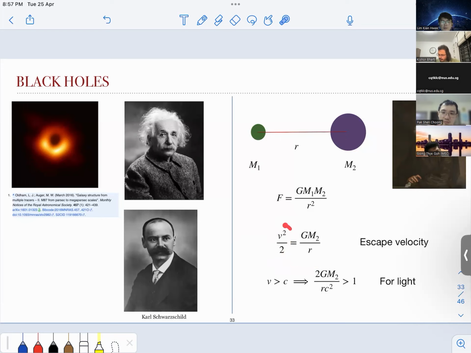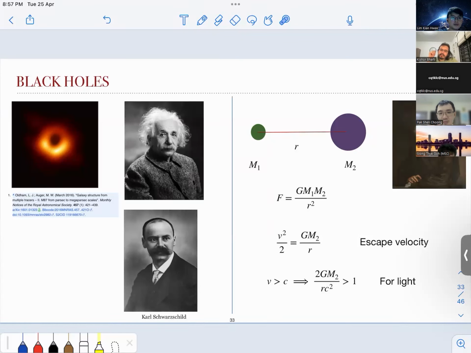So you have v squared by 2 equal to GM by r. But what if the escape velocity is greater than the speed of light? Then you can do a simple calculation, and you see that if there is an object of mass m, such that if any object comes within some small radius r, then even if it's light, it will not be able to escape. And such questions were asked, I think, even in the 1700s.